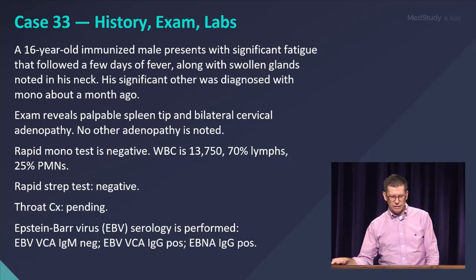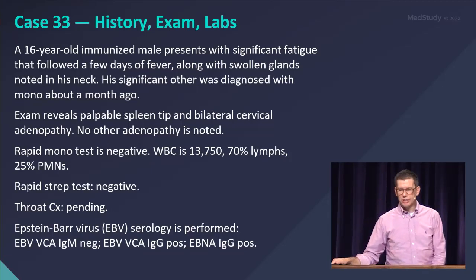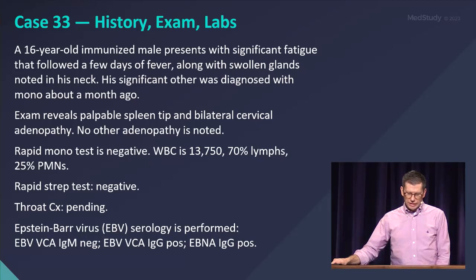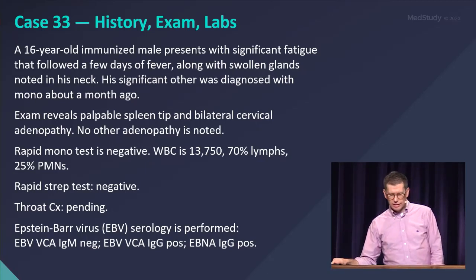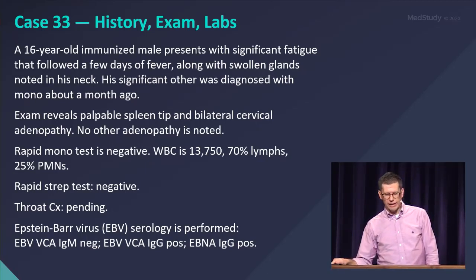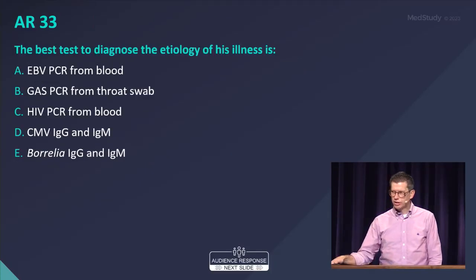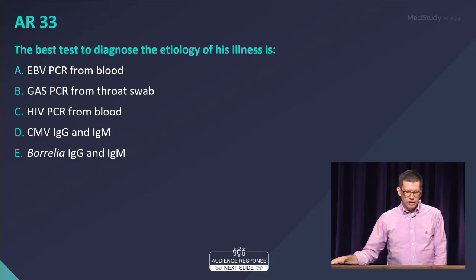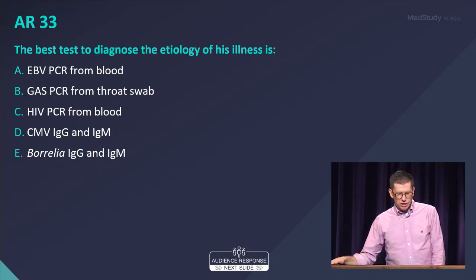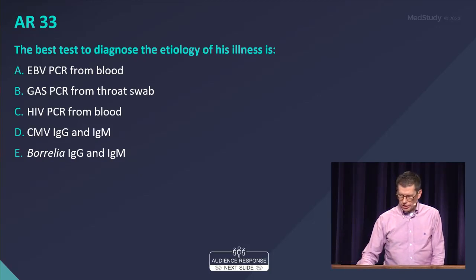The Epstein-Barr serology is performed, and you have an Epstein-Barr VCA or viral capsid antigen IgM that is negative. You have a VCA IgG that is positive, and EBNA, Epstein-Barr nuclear antigen IgG, that is positive. The best test to diagnose the etiology of his illness is A, an EBV PCR from the blood, B, a group A strep PCR from a throat swab, C, an HIV PCR from the blood, D, a CMV IgG and IgM, or E, Borrelia IgG and IgM.